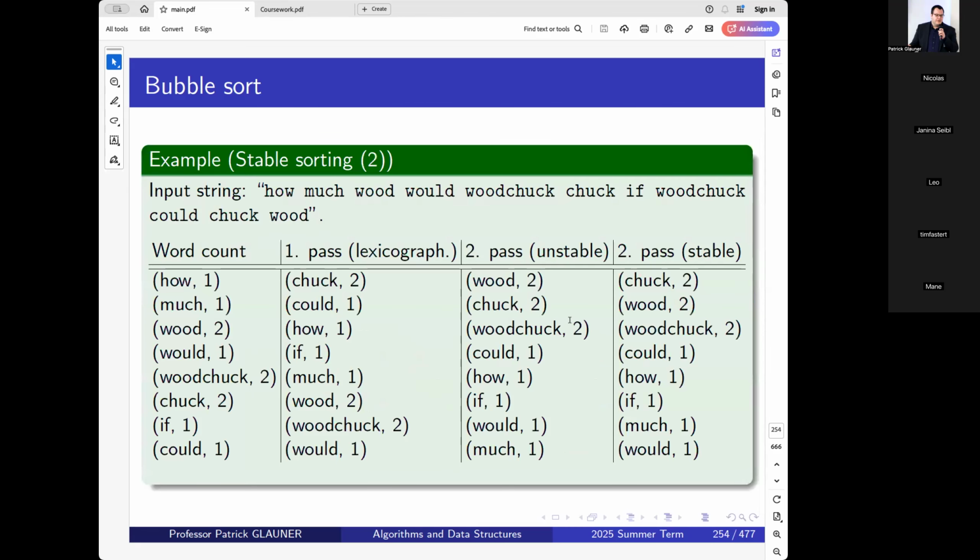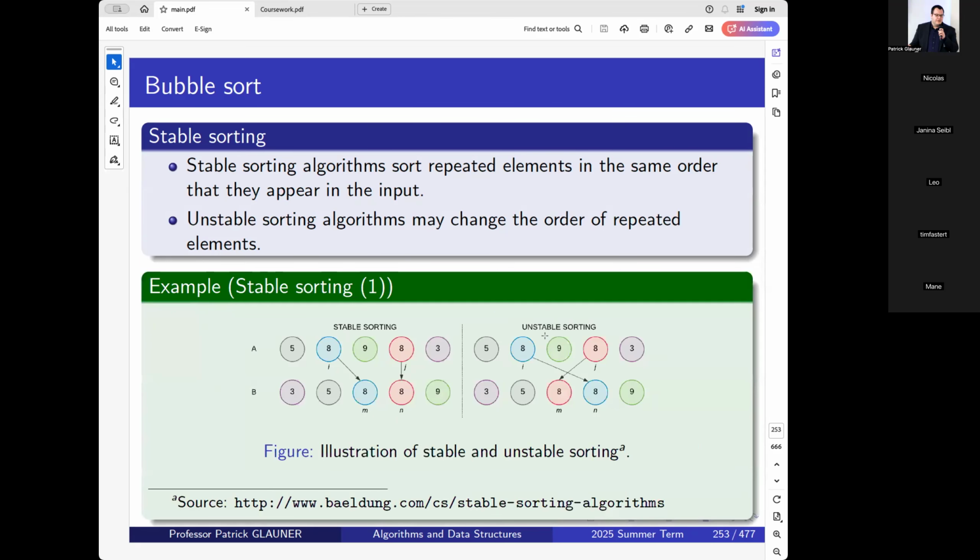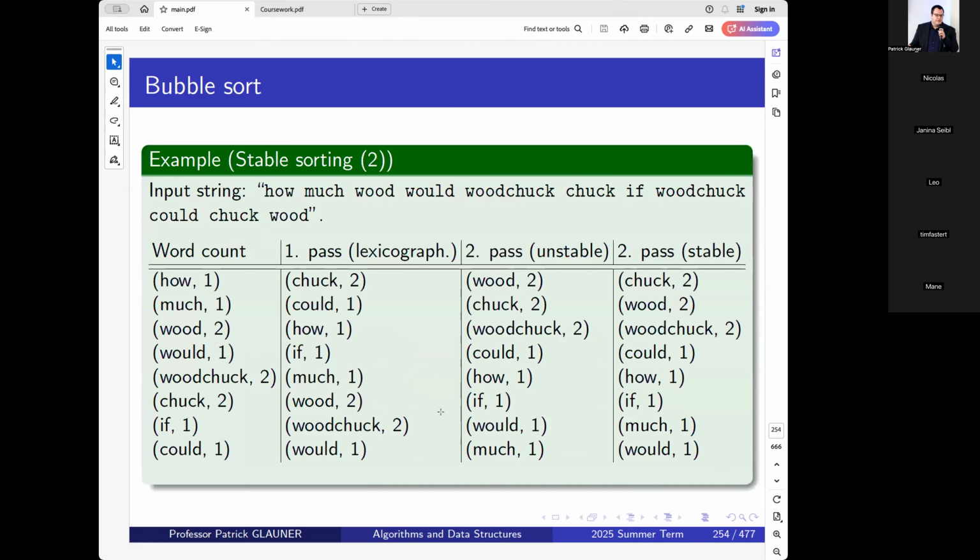So there's one visualization of stability here, but you can read this online if you wish. And we will look at a concrete example of more complex objects. Imagine we have a string, and with this string we want to do a word count. So I'm trying to read out this tongue twister. It's something like: how much wood would woodchuck chuck if woodchuck could chuck wood.